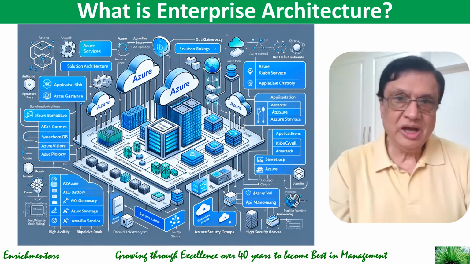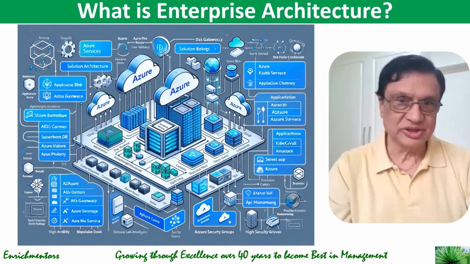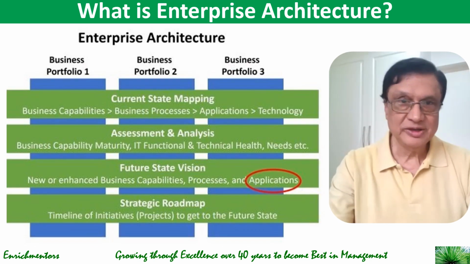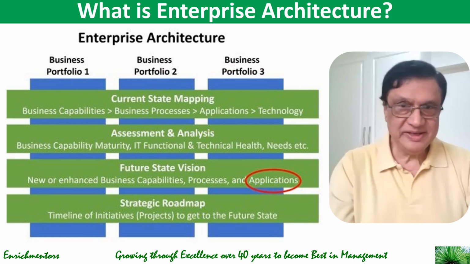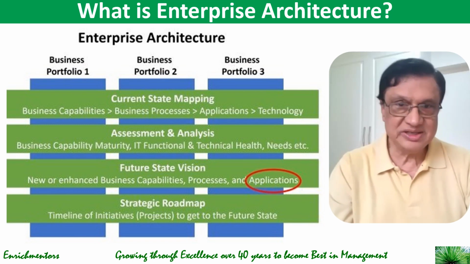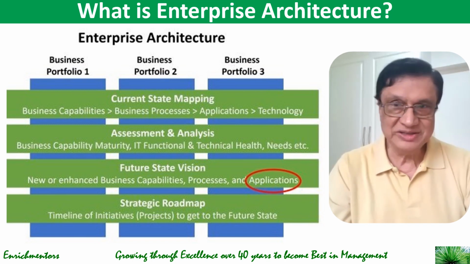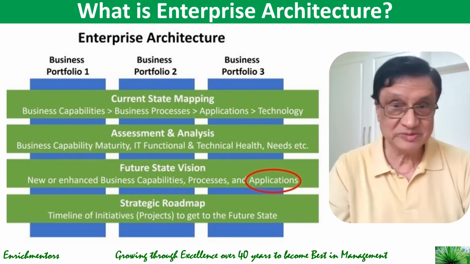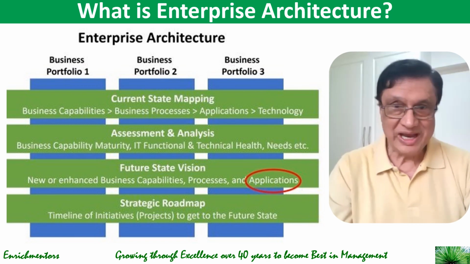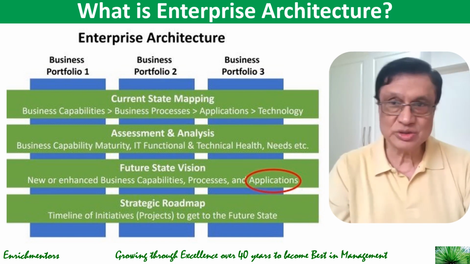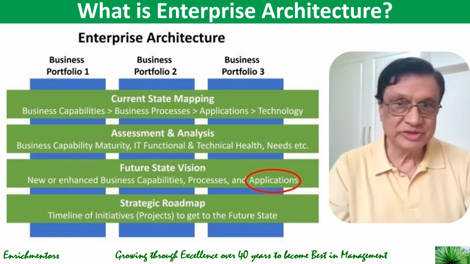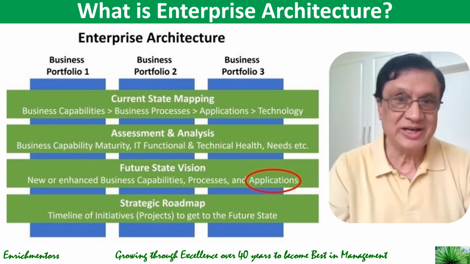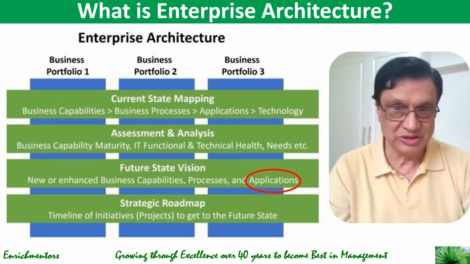So the question now is, what is this enterprise architecture of which solution architecture is a part, right? Let's take a look at that. Enterprise architecture, as you see, is a strategic framework that aligns the organization's business objectives and processes across all businesses. You have business portfolio 1, business portfolio 2, and business portfolio 3, and each has its own business objective and processes. Now, this framework aligns the organization's objectives and business processes with its IT infrastructure and technology capability.